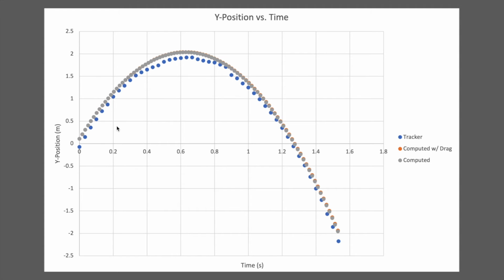So we can see that the tracker reaches a smaller height than the computed values, and that's because in the real world we have more things acting on the ball. It's a stronger drag than what we compute here.